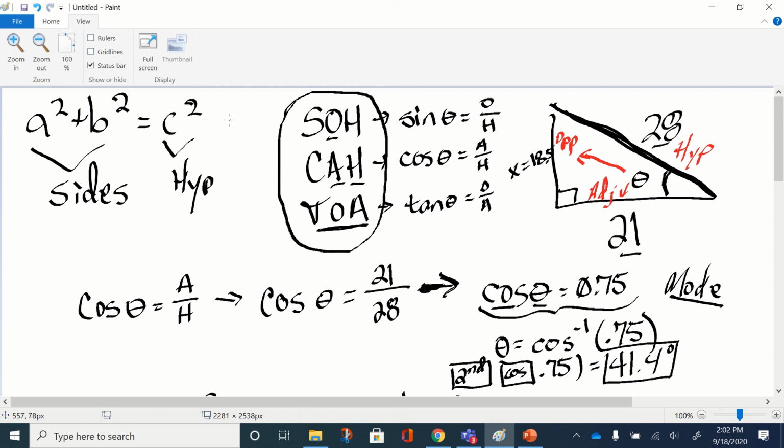If we wanted to go back and confirm, which we totally could, that our angle was 41, we could use any of these and find that angle, right? You could do the inverse sine of 18.5 over 28. You could do the inverse cosine like we did to get the angle of 21 over 28, or you could do the inverse tangent of 18.5 over 21. All of those will equal 41.4.